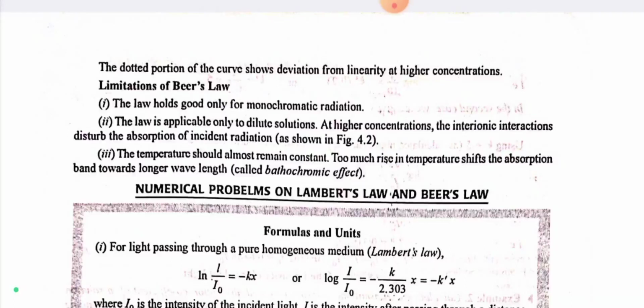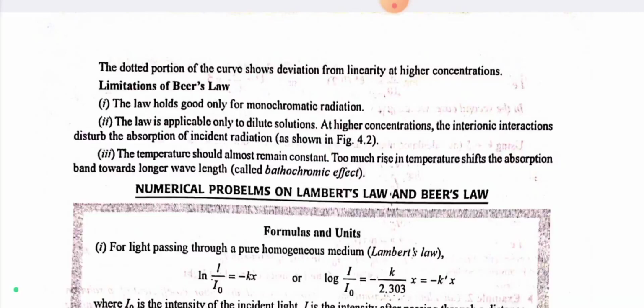Limitations of Beer's law. First, the law holds good only for monochromatic radiation. Second, the law is applicable only to dilute solutions. At higher concentration, the interionic interactions disturb the absorption of incident radiation, as shown in figure 4.2. Third, the temperature should almost remain constant. Too much rise in temperature shifts the absorption band towards longer wavelength, called the bathochromic effect.